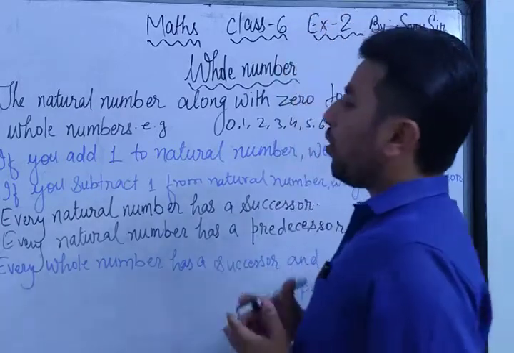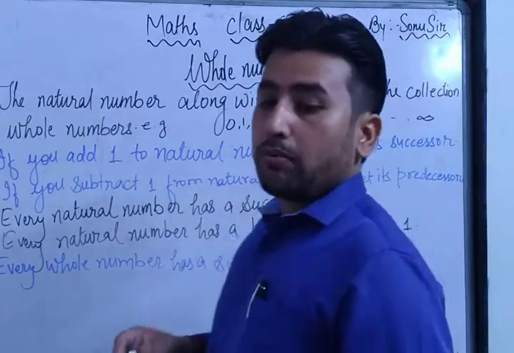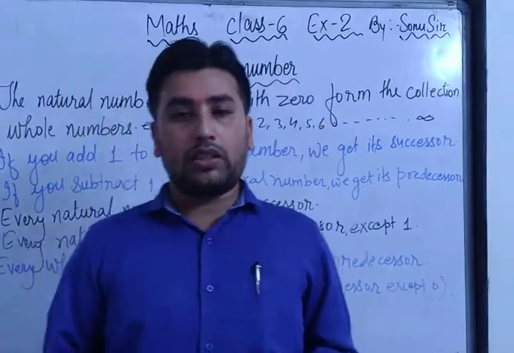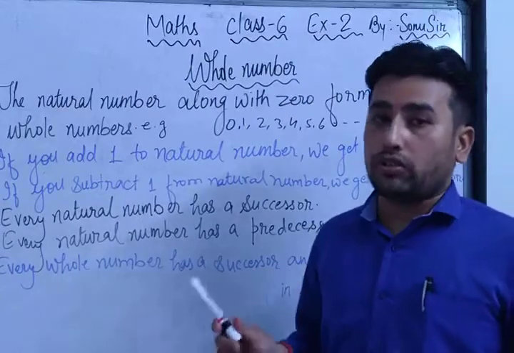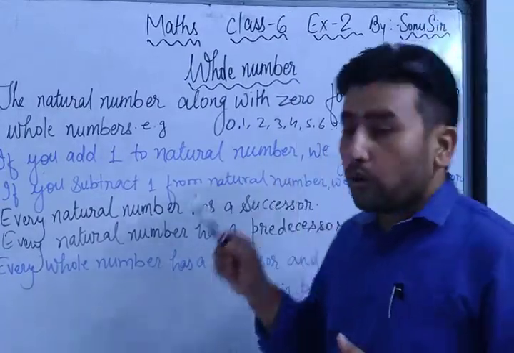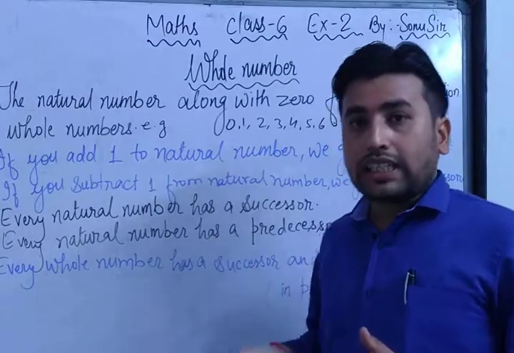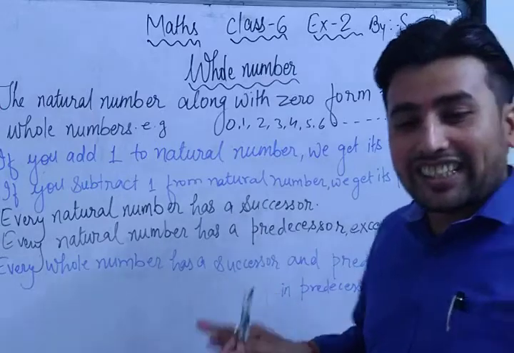Except 0, all the whole numbers are natural numbers. All natural numbers are whole numbers, but all whole numbers are not natural numbers. Remember this. All natural numbers are whole numbers, but all whole numbers are not natural numbers.